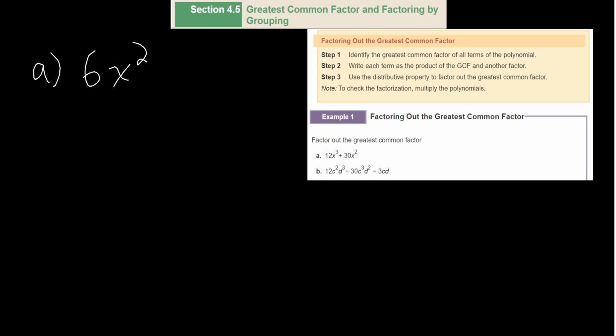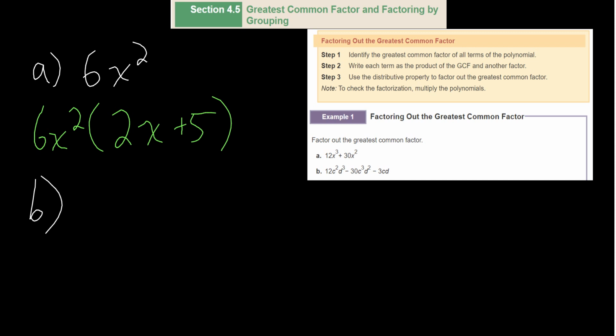I just realized that because it literally says factored out, I probably should have factored it out. So the greatest common factor of part A is 6x squared. If I take 6x squared out, what remains? If I take a 6 out of 12, it's going to be a 2. And if I take x squared out of x cubed, it's going to be an x. If I take 6 out of 30, 30 divided by 6 is 5, so plus 5. And I take x squared out of x squared, so I'm done there. I got a little ahead of myself there. Let's just start over.